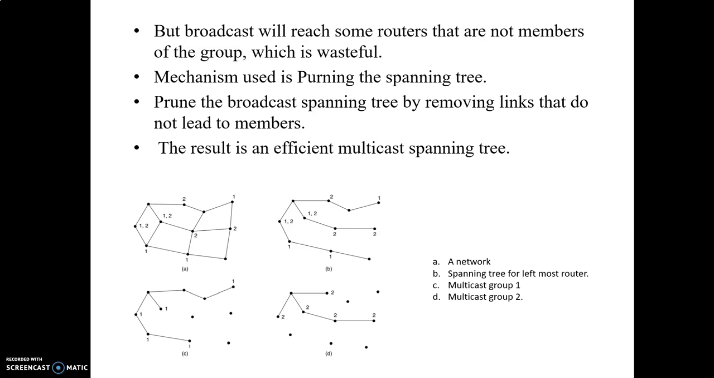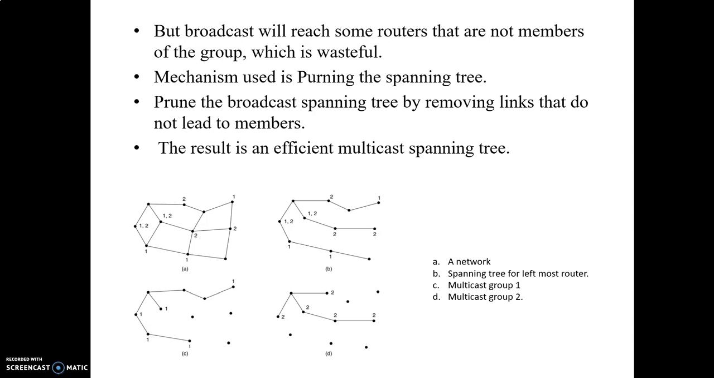You construct a spanning tree in figure B. Again, it has all the members of both the groups. And if you look at figures C and D, in figure C you have only members of group 1, and in figure D you have only members of group 2. Right? So what did we do to get C and D from B?